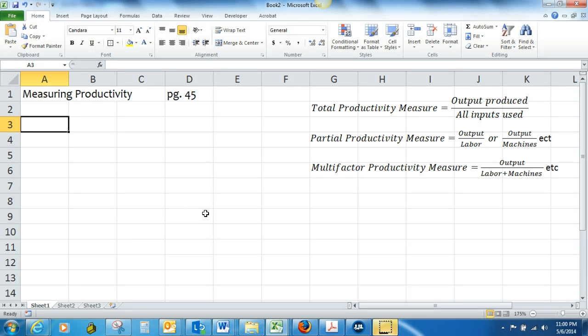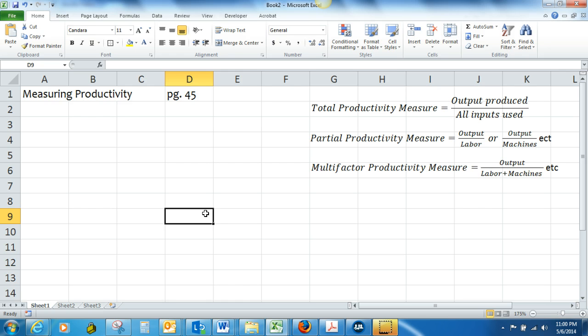In this recording, we're going to be talking about measuring productivity. This concept is covered on page 45 of your textbook. And the first calculation that we're going to be doing is measuring total productivity. When we compute productivity for all of the inputs combined, such as labor, machines, and capital, you're measuring total productivity. Total productivity is the measure of outputs divided by inputs.